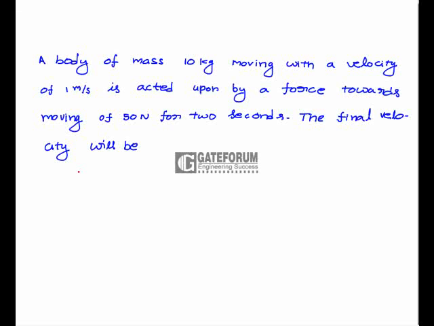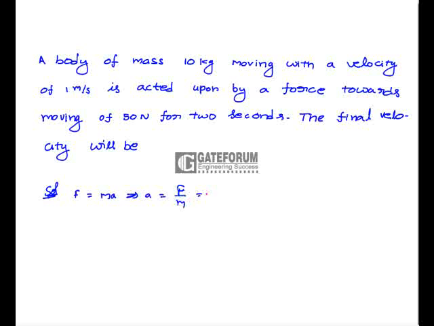A body of mass 10 kg moving with a velocity of 1 meter per second is acted upon by a force towards the moving of 50 Newton for 2 seconds. The final velocity will be. Here, due to the acting of force towards the motion of the body, the acceleration gained by the mass is F is equal to ma. From this we can have F by m.